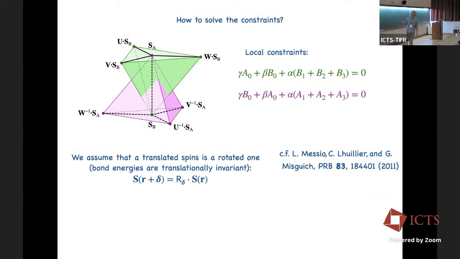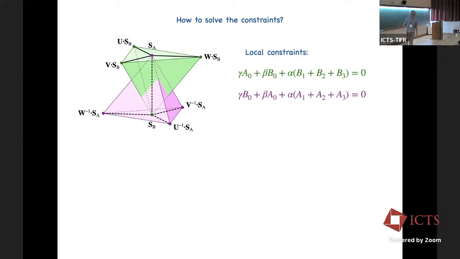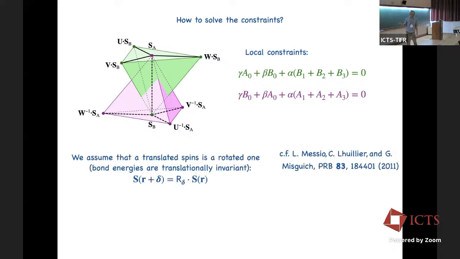Now let's see how we try to solve this. So these are the local constraints. And how do we solve it? We try to go into Fourier space. And what we say is that suppose we look for a solution where the bonds are translationally identical, bonds under translations having the same energy. This is something that Laura Messio, Claire Lhuillier, and Grégoire Misguich looked at in a slightly different setting for the Kagome and other lattices.